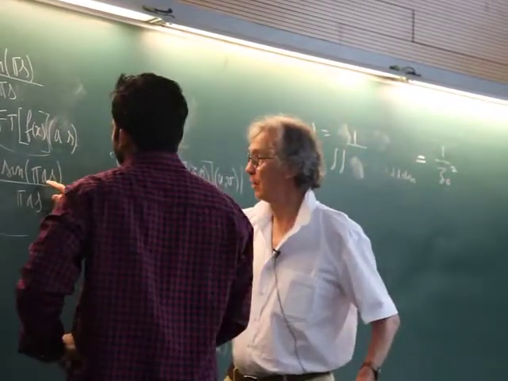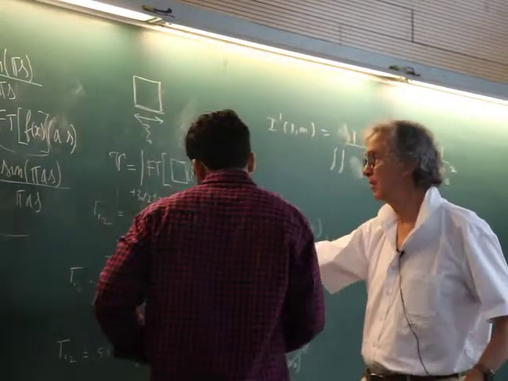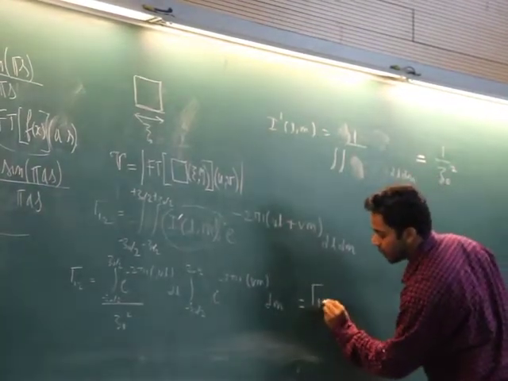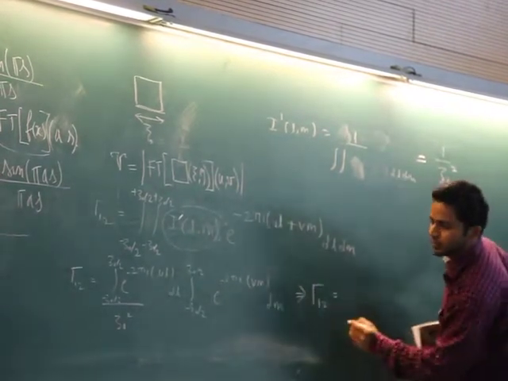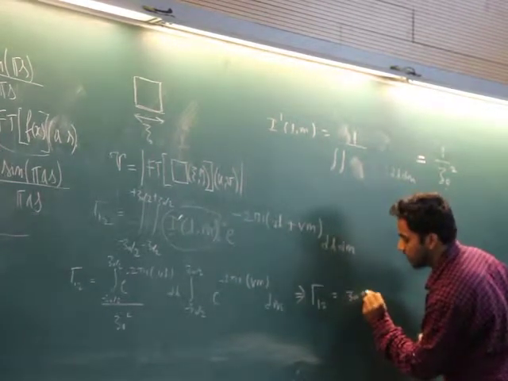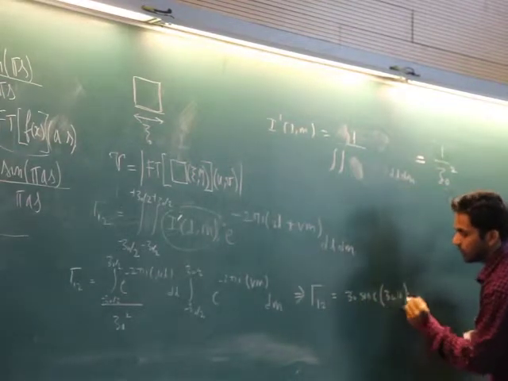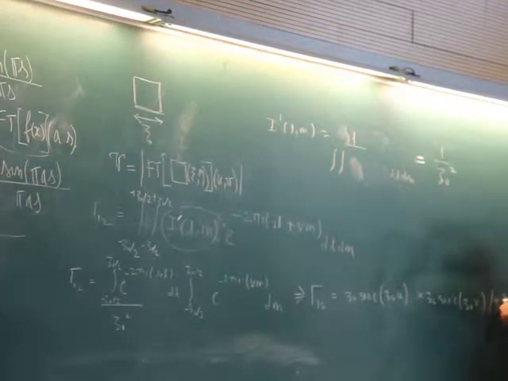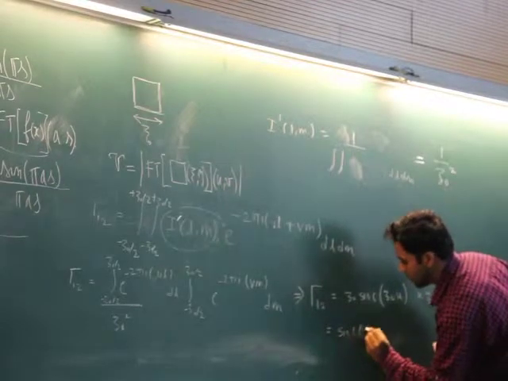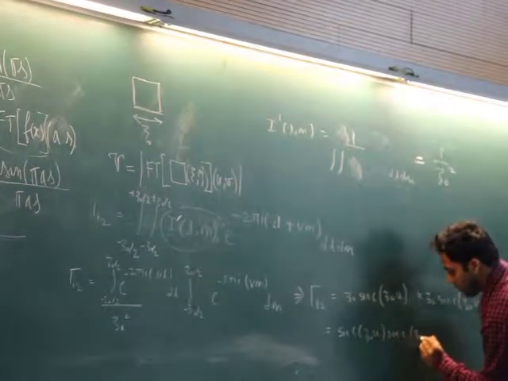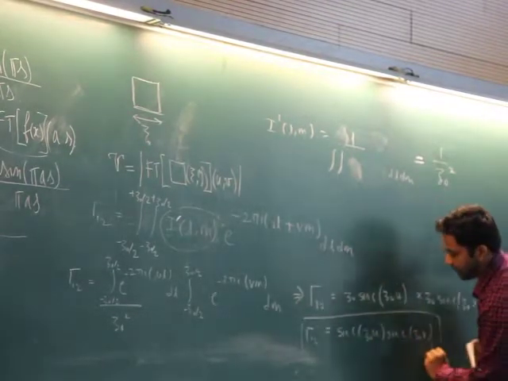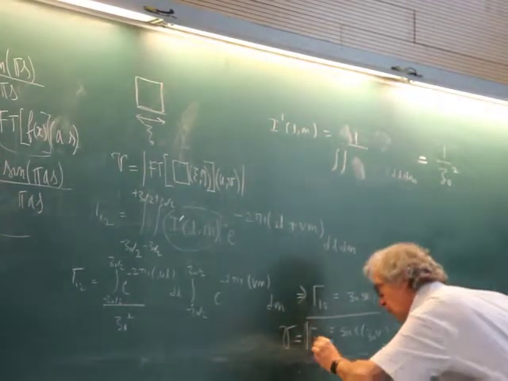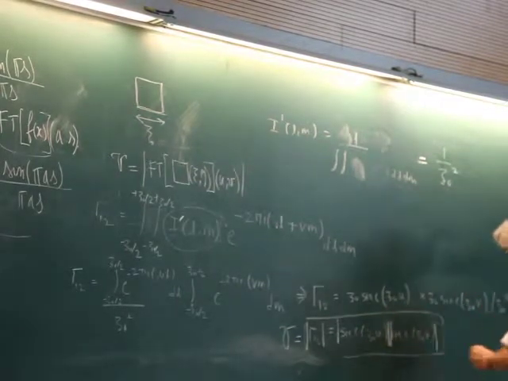Because here you see, this is as if you would have zeta over zeta zero. Yes, exactly. Excellent. Thank you very much. So the visibility will be equal to the module of that, equals the module of that times the module of that.